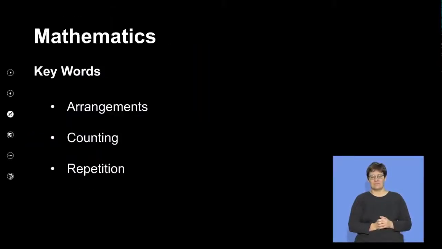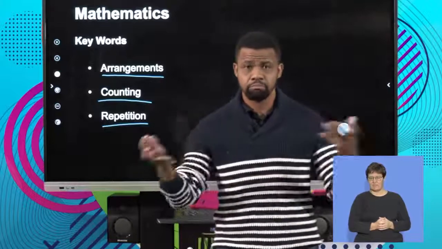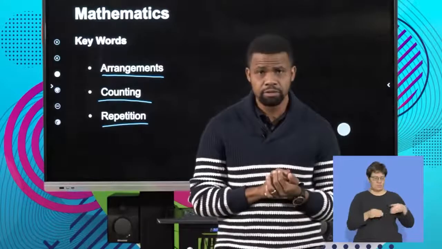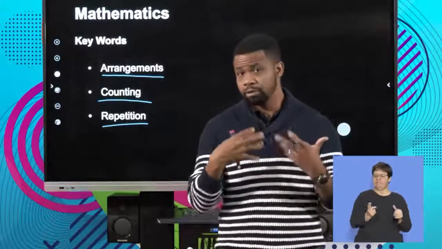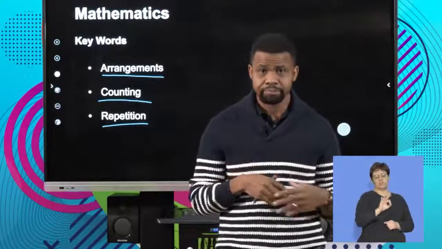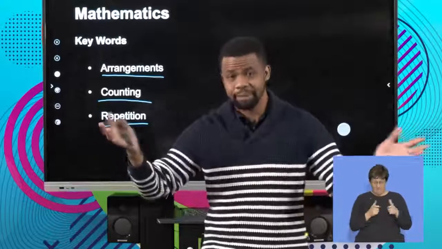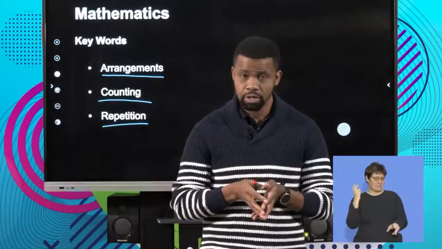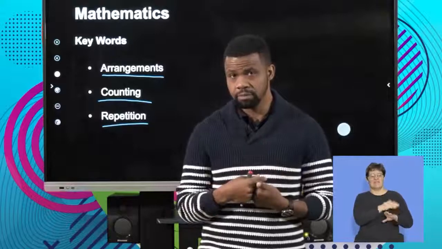So let's look at some keywords. What are arrangement, counting, and repetition? Arrangement is when I arrange, sort things out. And counting, what are we talking about? You know how to count, we can count from 1 to 10. But that's easy; if you have a bigger set, it can be difficult to count. Hence, we use the fundamental counting principle.